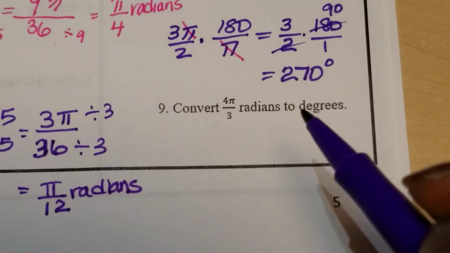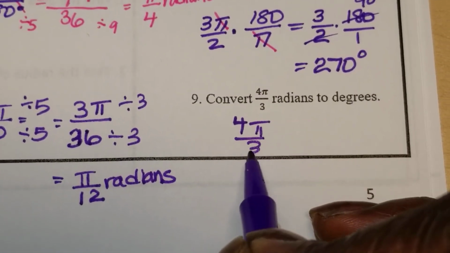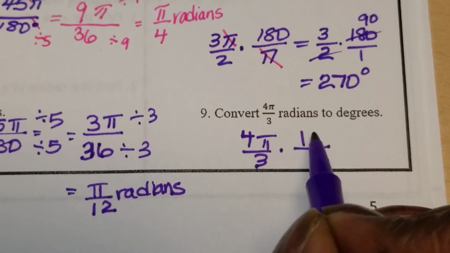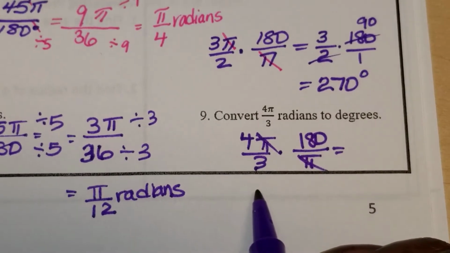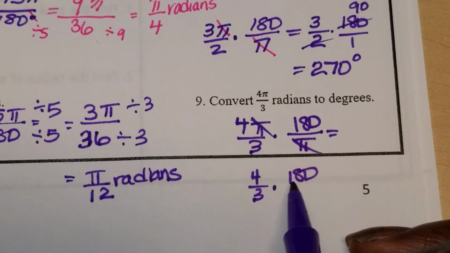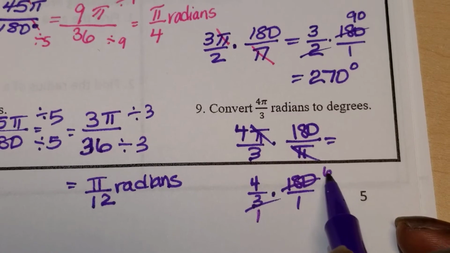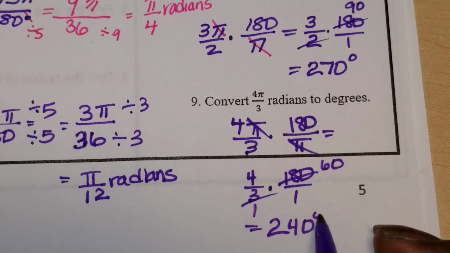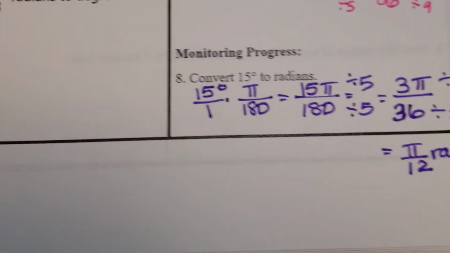Nice. Let's take a look at this one. What about this one? 4 pi over 3. If we multiply by the conversion factor of 180 over pi, the pi's cancel, and we're simplifying 4/3 times 180 over 1. How many times does 3 go in 3? It goes in 1 time, and into 180 60 times gives us 240 degrees. Yeah? Feeling good? All right, let's check it.